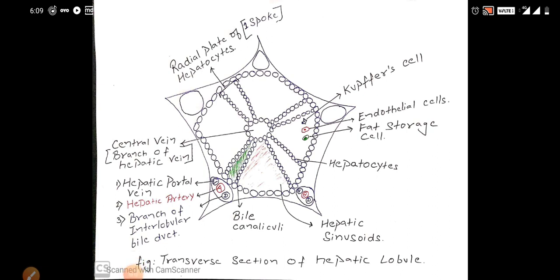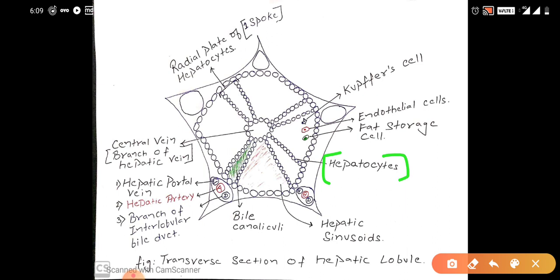Now moving towards the structure of hepatic lobule. What and all things are present inside a hepatic lobule. So as you can see, I have drawn a picture of hepatic lobule. It is polyhedral or hexagonal in shape, as you can see. It is lined by hepatocytes. Two columns of hepatocytes, like this is one column and this is one column, both combines to form radial plate of hepatocytes.